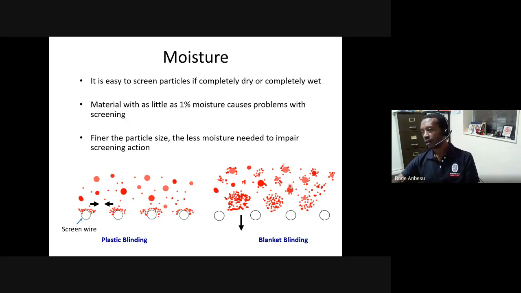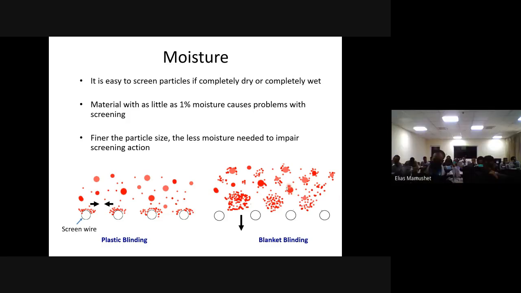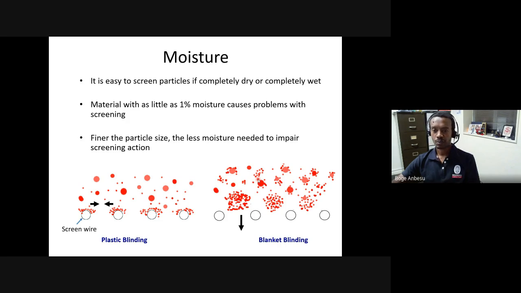Or the other cause or problem is if I have, again, a small amount of moisture, fine particles will start sticking together. And eventually these particles will make a lump, a very large lump like this one. And as this goes to the screen, again, it blocks the screen. And that's called blanket blinding. So either you have plastic or blanket blinding happening on the screen, it blocks quickly, and that becomes a problem.